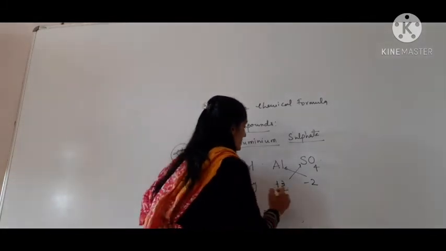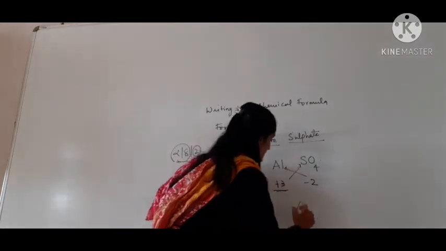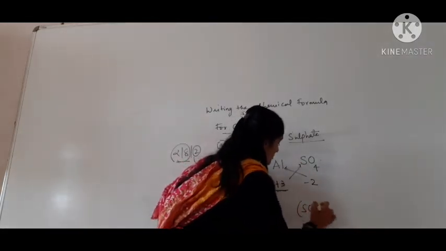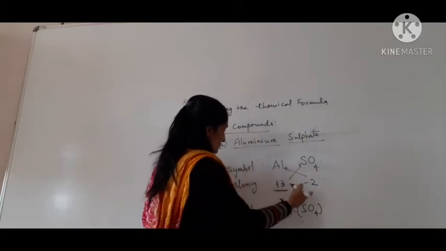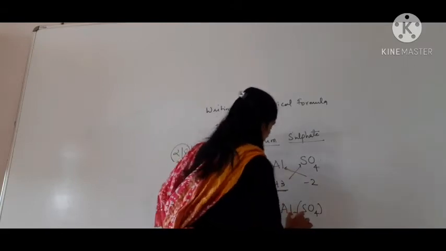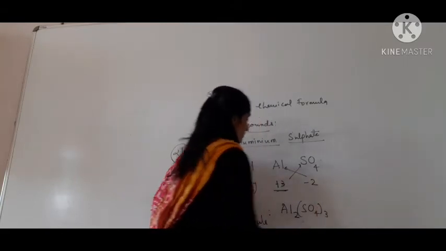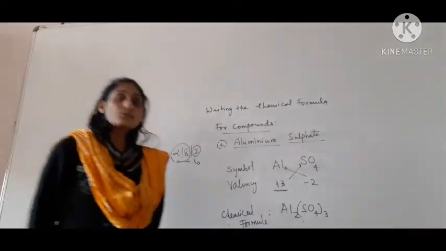Here, whenever the charge is more than +2, whatever the polyatomic ion is, we always write it in a small bracket, and then we just cross multiply the valency without taking the sign. So here Al2(SO4)3. This is the formula for aluminium sulfate, Al2(SO4)3.